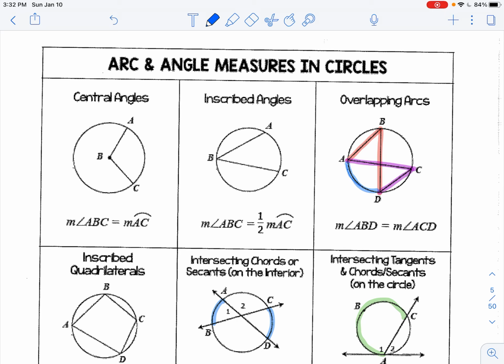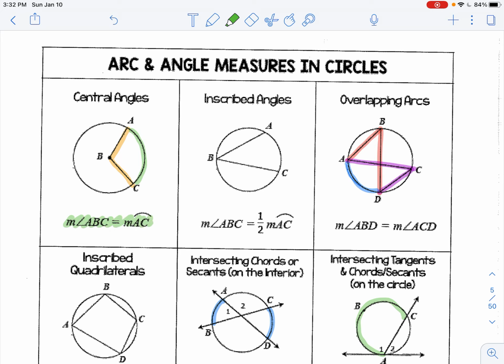In Unit 6, we're going to take a look at circles. We'll start with some vocabulary. In this first box, this is a central angle, an angle whose vertex is at the center of the circle. And it states that the measure of angle ABC is equal to the measure of the arc AC.